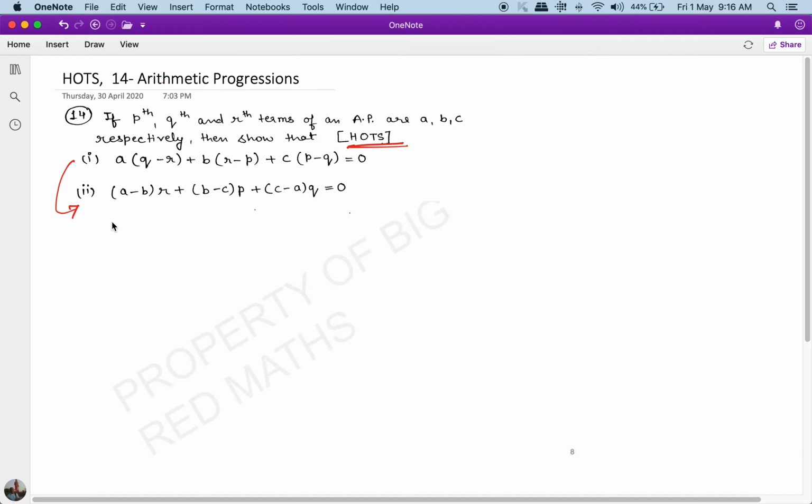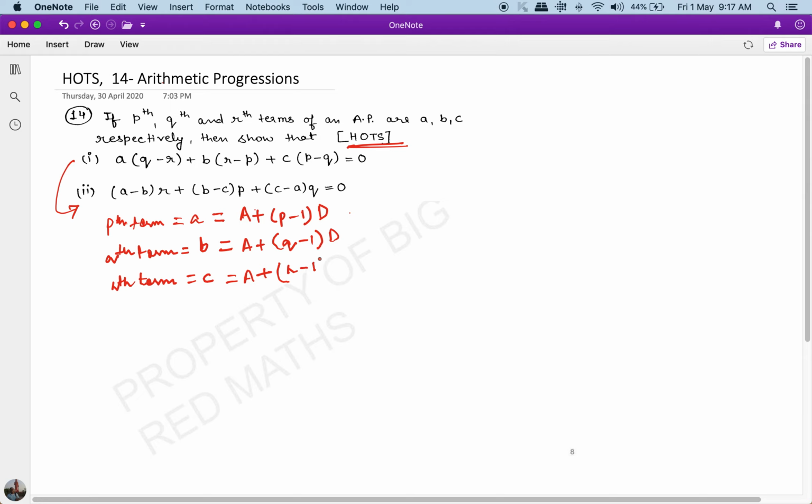Okay, so the question says Pth, Qth, and Rth terms of an AP are A, B, C. So Pth term is equal to A, and this is equal to, let's say the first term is capital A plus P minus 1 into capital D. Okay, Qth term is equal to B, Rth term is equal to C, and this is equal to A plus Q minus 1 into D, and this is A plus R minus 1 into D. So these are my three equations that I have. Okay, equation 1, equation 2, and equation 3.